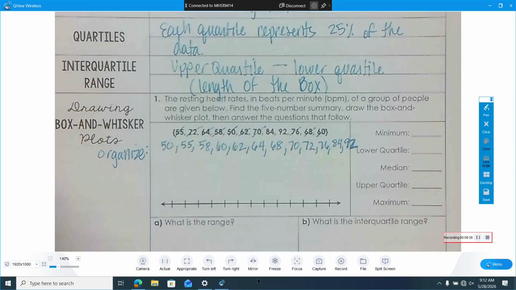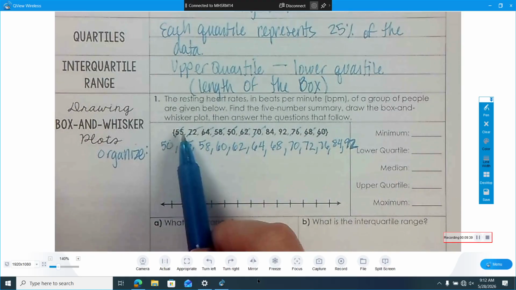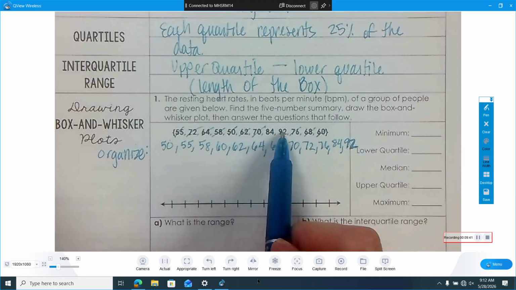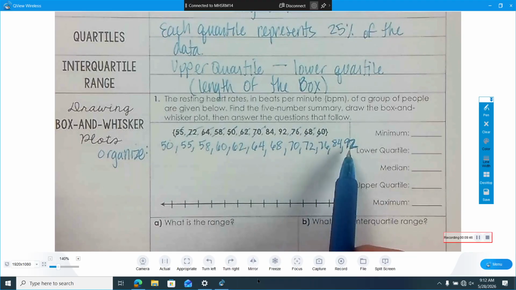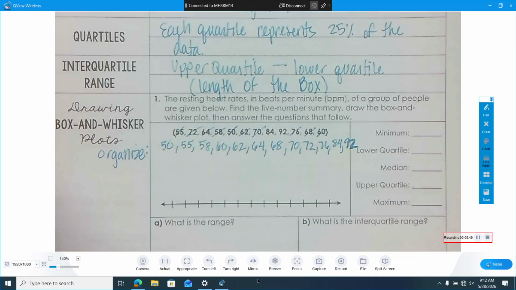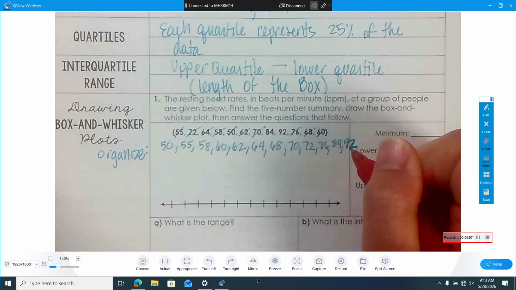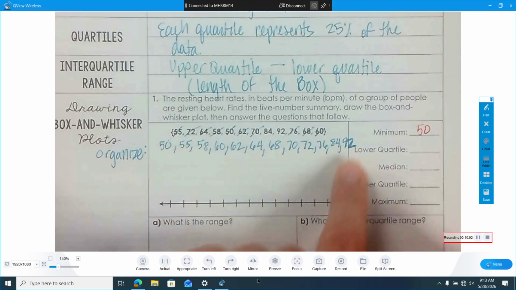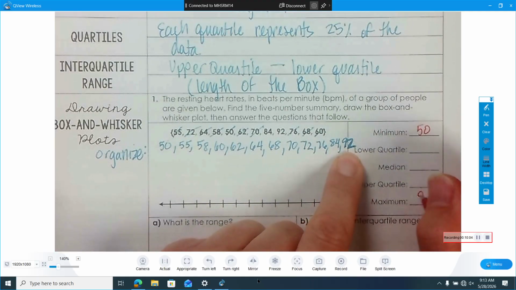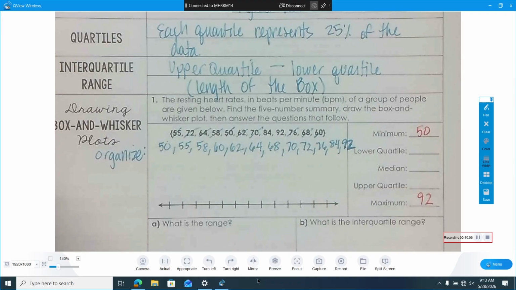All right. So I just want to double check and make sure I got all my data here. 1, 2, 3, 4, 5, 6, 7, 8, 9, 10, 11, 12. Okay. Now, first of all, I know I have the minimum and the maximum. So my minimum is 50 and my maximum is 92. So those are really easy values to get for your 5 data points. Your computer isn't going to give you the answers.